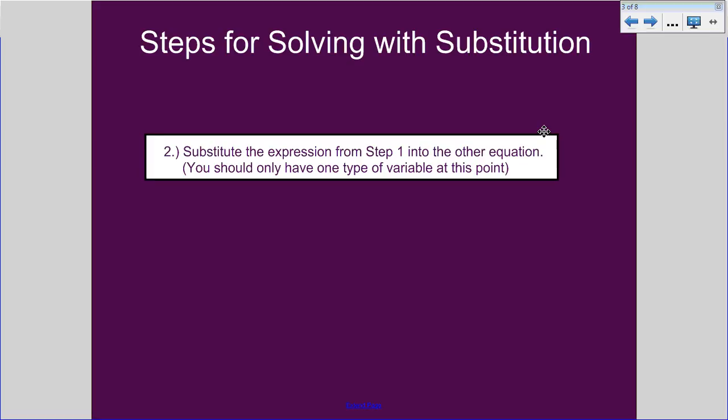Step number 2, substitute the expression. When you solve for x or when you solve for y, you're going to have some sort of an expression. Just like when we graph, we have y equals 2x plus 3. You're going to have this expression 2x plus 3. If you solve for x, you may have something like x equals 3 minus 4y. You're going to have this expression 3 minus 4y. And you're going to plug that expression from step 1 into the other equation. At this point, ladies and gentlemen, once you do that substitution, you should only have one type of variable. You should only have x or y. We're not going to have two variables anymore.